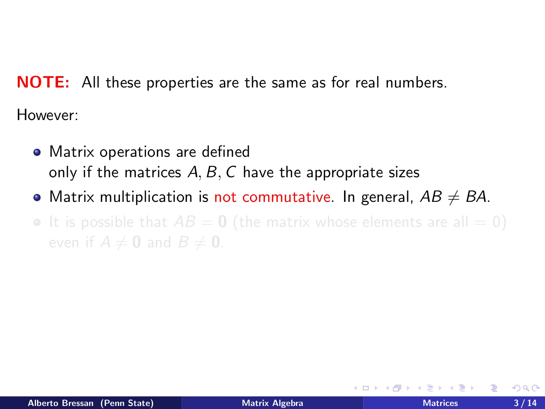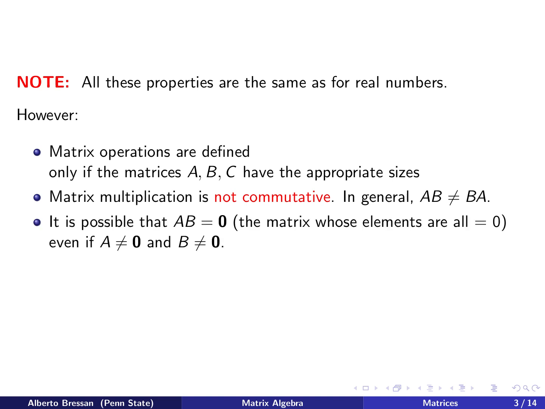Second, and this is probably quite important, matrix multiplication is not commutative. In general, A times B does not equal B times A. That is under the assumption that A and B are square matrices, so that A times B and B times A are both defined, but they will not give you the same final matrix. We'll follow up with an example soon.